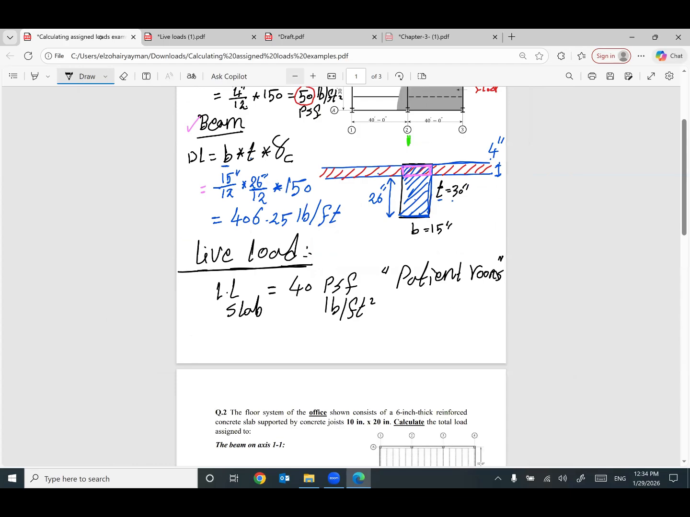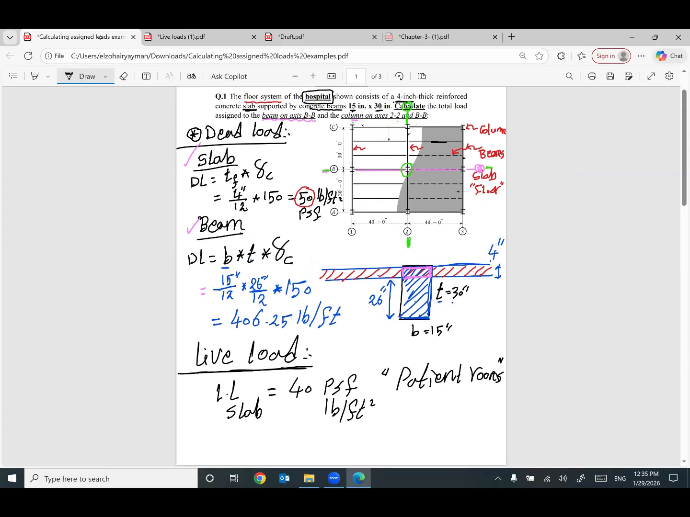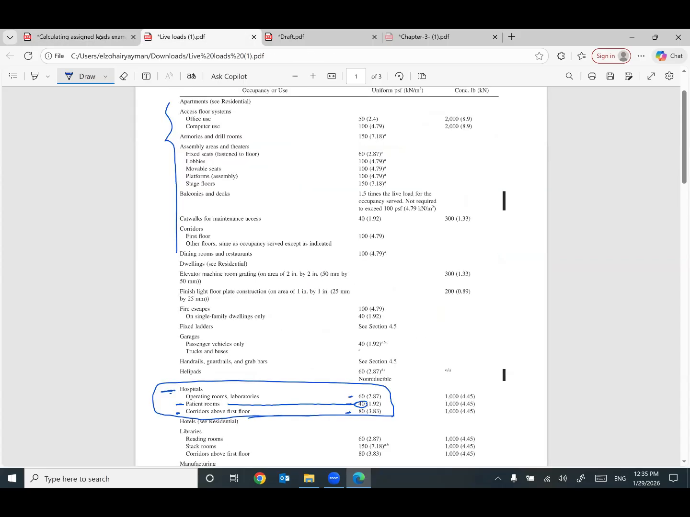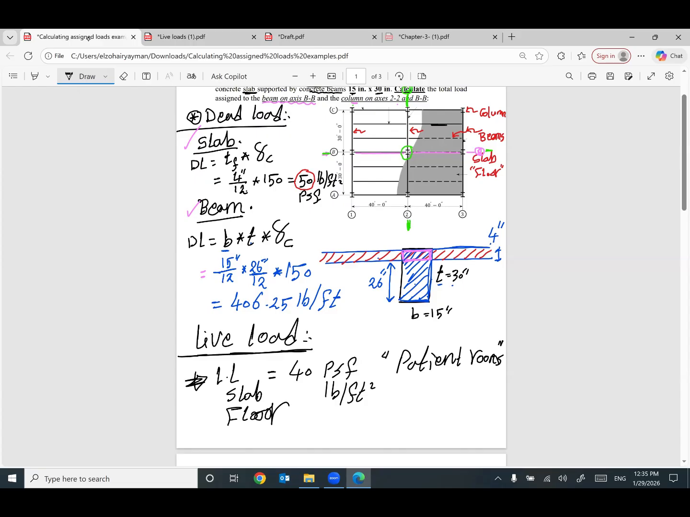I didn't answer the question yet. I did not answer the beam on axis BB or the column in axis 2, 2 and BB. What I'm trying to do is figure out how much dead load on the slab, how much dead load on the beam, and how much live load on this floor. This live load without calculations: what you need to do is open the table for the live load based on the function of the structure, and I can figure out how much live load we need to consider. Does that make sense?